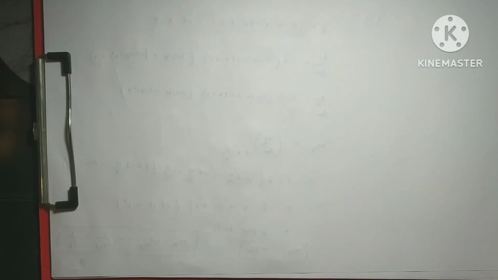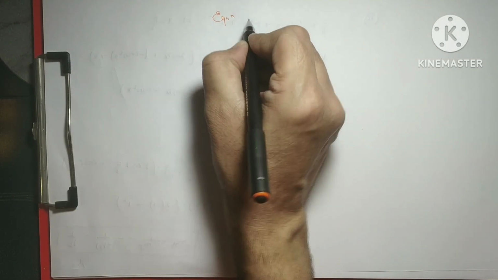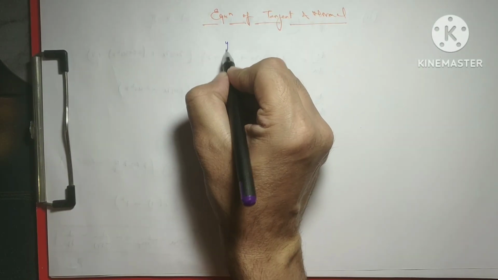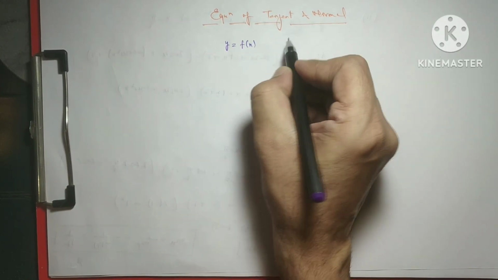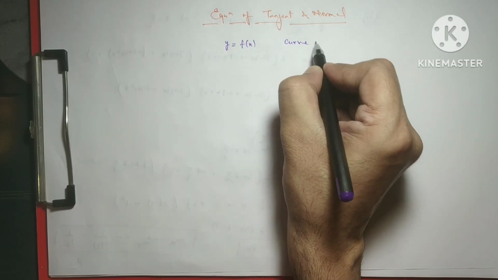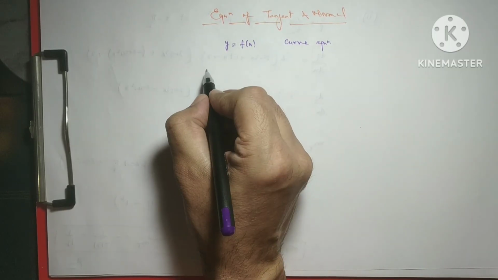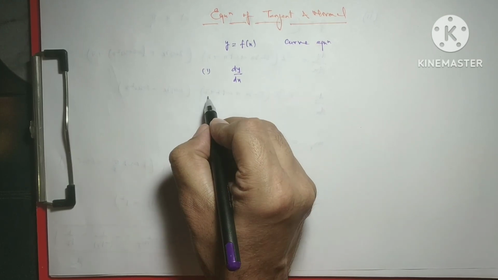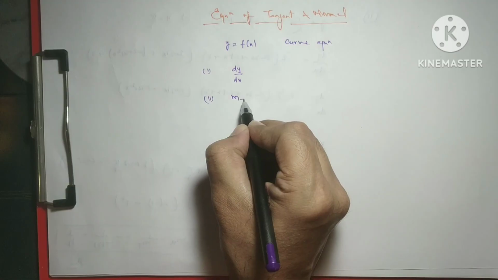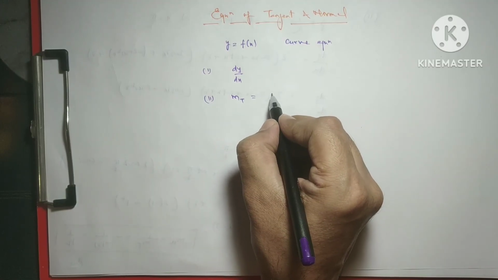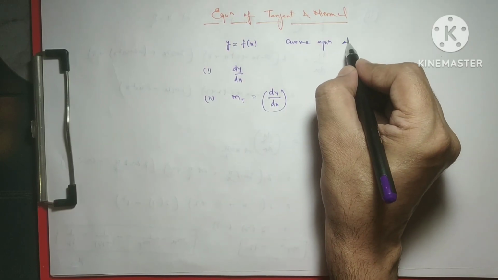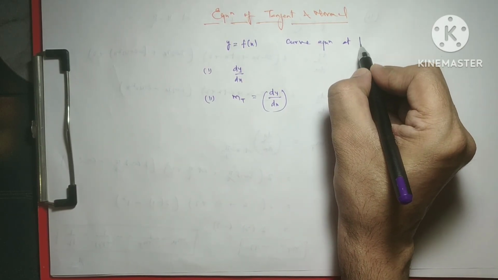Now next is to find the equation of tangent and normal. The equation of curve is y equals f(x). This is the curve equation. So first we will differentiate it. Second, we will collect the slope of tangent, that is dy over dx at point (x1, y1).